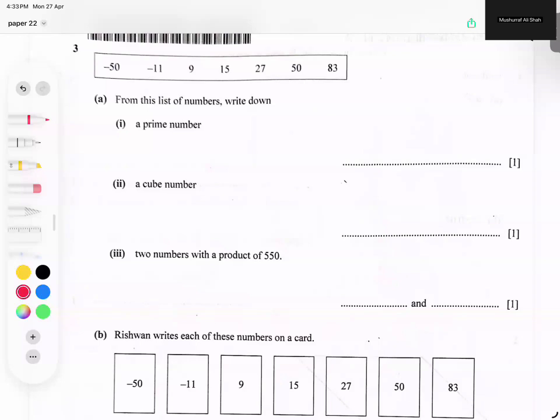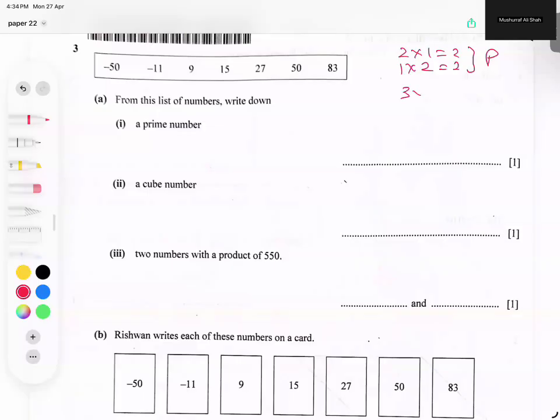Question number 3, students. We have been given this list of numbers. Write down a prime number, a cube number, and 2 numbers with a product of 550. Okay, first of all, prime numbers. Some students have no idea or maybe forgot. 2 ones are 2, 1 two is 2. You cannot give me any other way. So 2 is a prime number, which has 2 factors only, itself and 1.